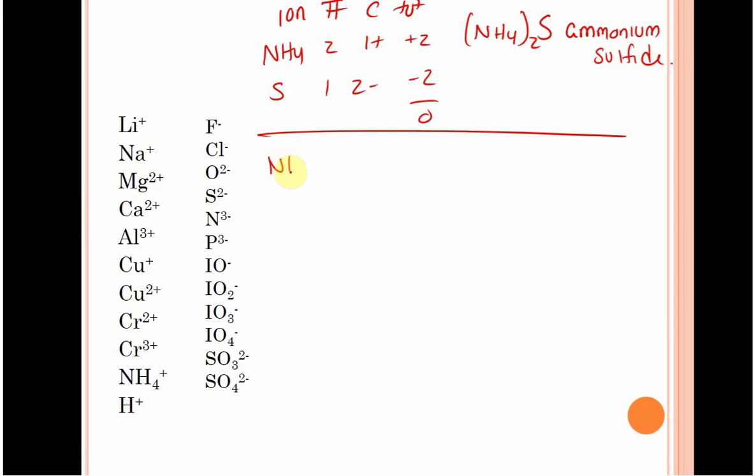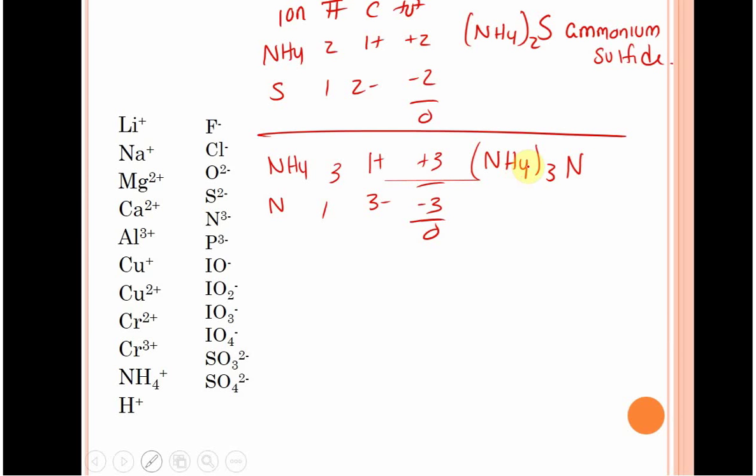Ammonium with nitrogen, NH4 and N, plus 1, oops, 1 plus, 3 minus because it's in group 5, 3 and 1 to give us a lowest common denominator of 3. Now the formula here is (NH4)3 and then N. We do not combine the N's because ammonium is a polyatomic ion. This is indicating that it is the number of polyatomic ions, not the number of nitrogens here. And so this is ammonium nitride.